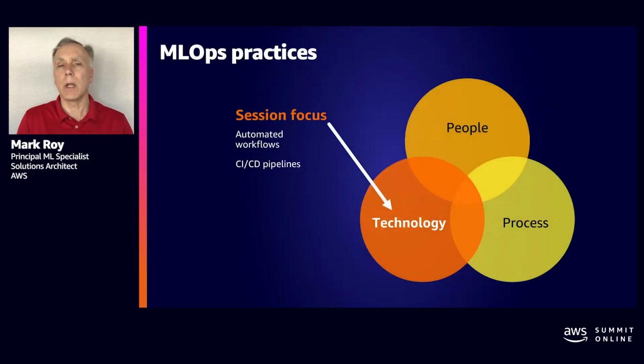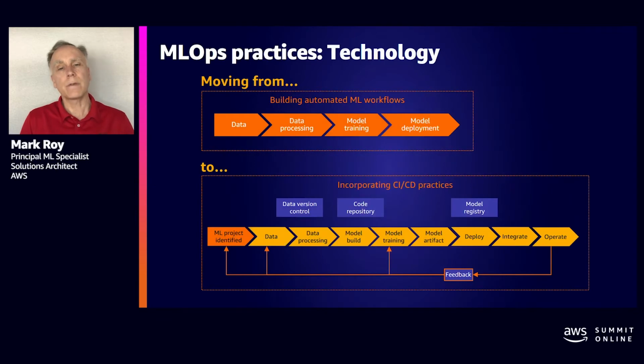Now, when we talk about ML ops practices, I recognize that people and process are key to success with ML ops. Today's focus will just be on the technology part, in particular, automating ML workflows and CI/CD pipelines themselves. What we find is that a lot of companies start with some basic automation of ML workflows, and then they move on to incorporating CI/CD practices, such as source code and version control, automated quality gates, and so forth.